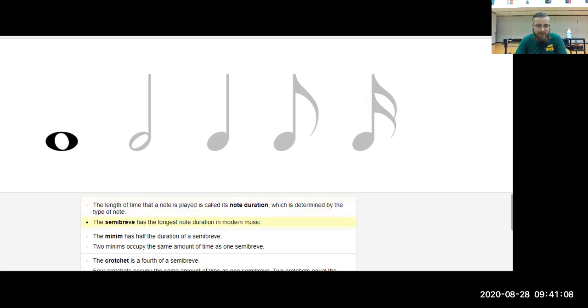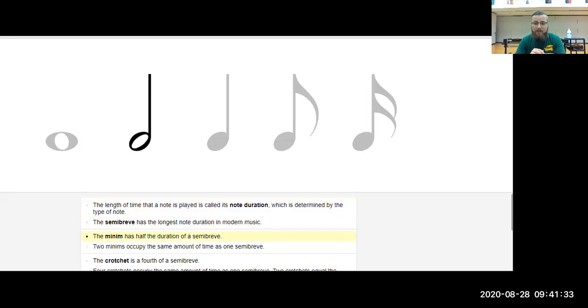The semibreve has the longest note duration of modern music. Okay, they called it a semibreve. We call that a whole note, just like the other video did, all right? Call it a whole note. You can tell that it's a whole note because it's a circle and it's like a whole piece of pie, all right? So that one gets 4 beats. And let's go on down to the next one here.